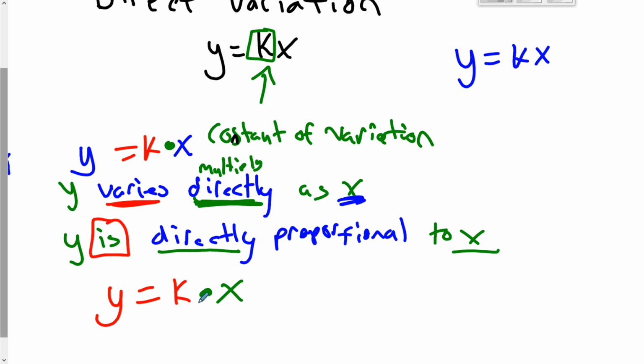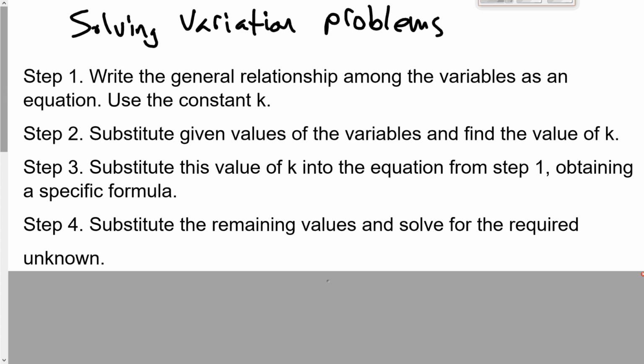Alright, let's do a couple examples. Okay, so before we do a couple examples, here's how you solve variation problems. First you need to write your equation, right? Y equals kx. Some of those letters can change around. It could be x equals ky. The letters can change. So you write your equation first, and it's always equals k, and k is always in the numerator.